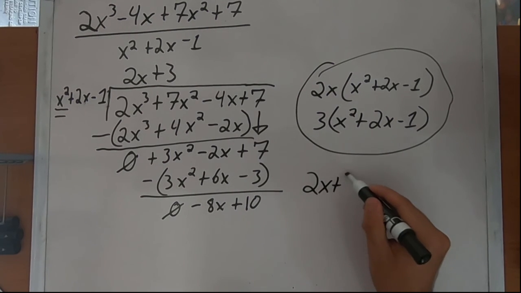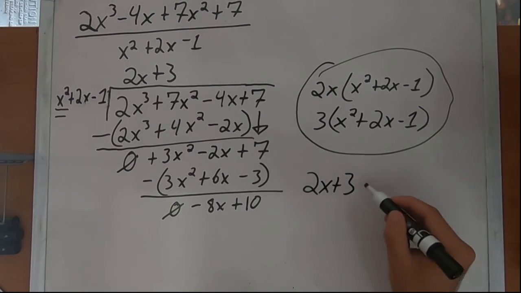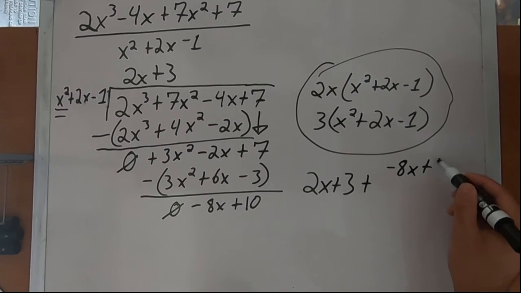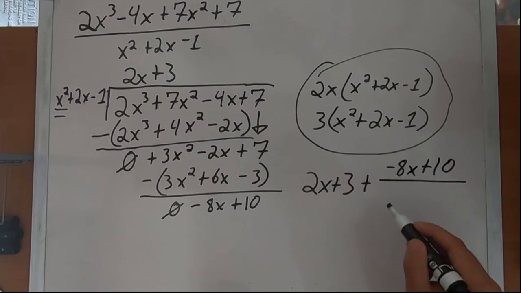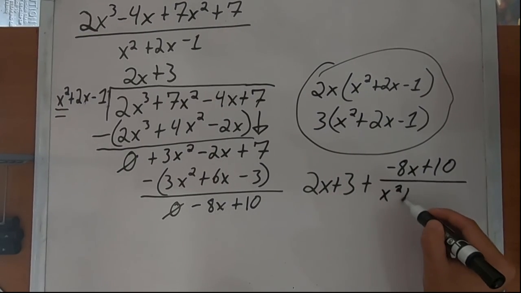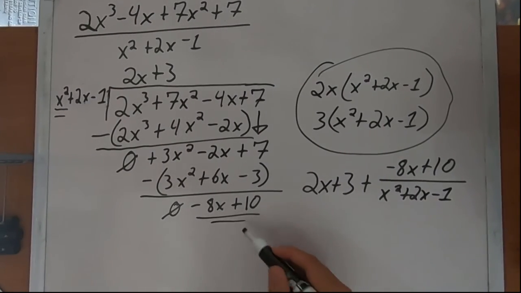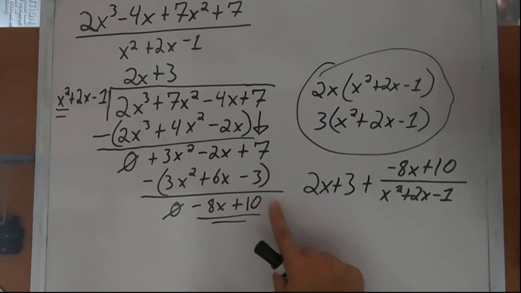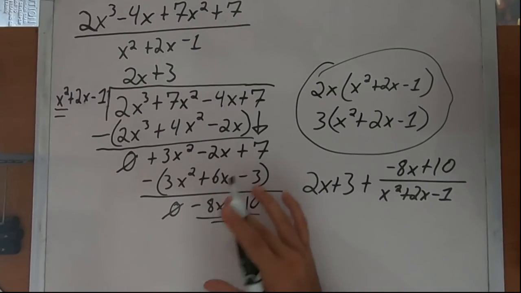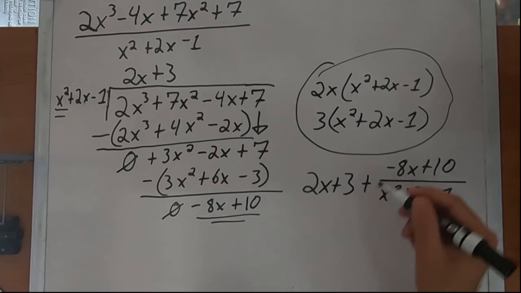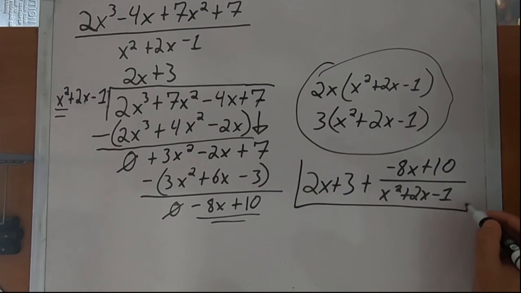2x plus 3 plus negative 8x plus 10 all over x squared plus 2x minus 1. Because remember, this right here is our remainder. We want to keep that in the problem. We can't divide anymore. x squared does not go into x. So that is our answer.